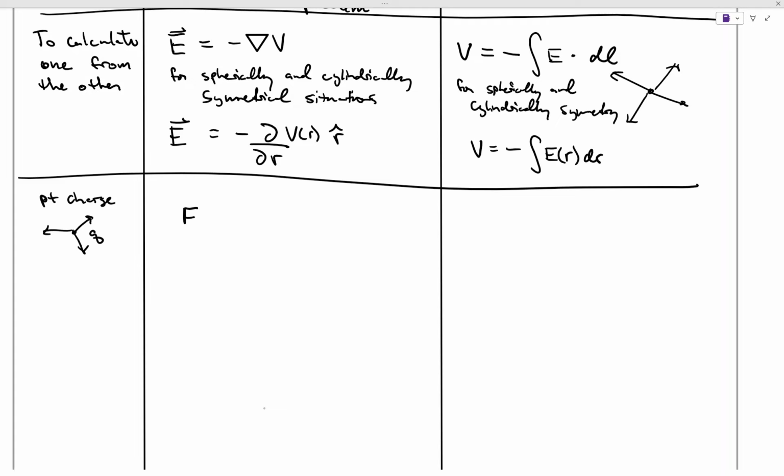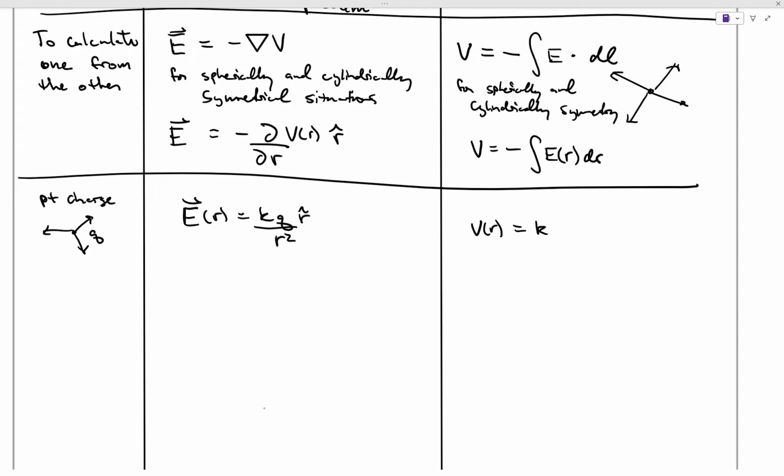What does the electric field look like for this? Well, this is the familiar, hopefully, kQ over r squared, which we originally talked about from the perspective of Coulomb's law, and later derived using Gauss's law. That's the electric field. What's the potential for this?